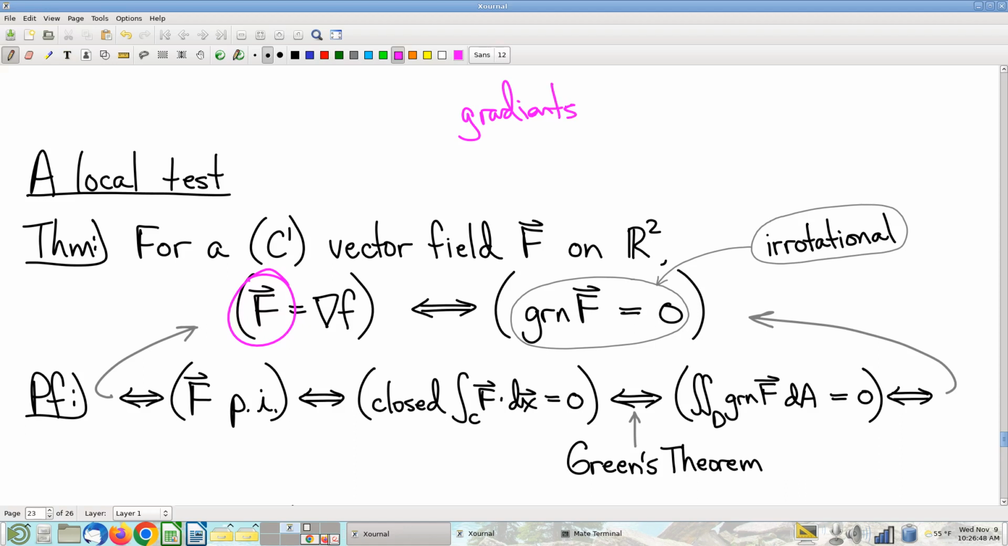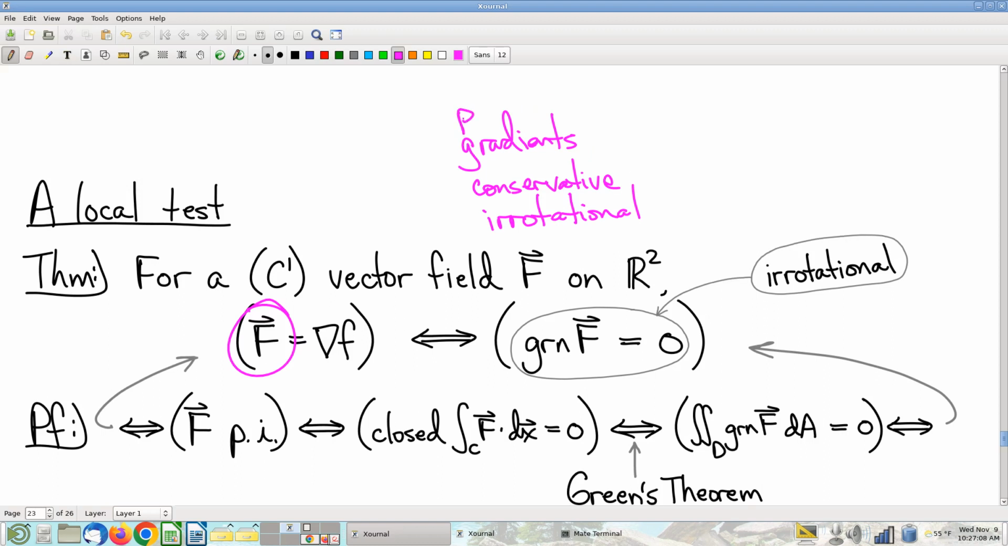On the other hand, we've called them conservative. And now I'm throwing in an additional term, irrotational. And I forgot, we've also, of course, previously called them path independent. So that's a lot of terms, and they're all talking about the exact same vector fields. They're different properties of the exact same vector fields. So I find this a little bit frustrating. It's getting out of hand. How many words do we need to talk about these same ones?